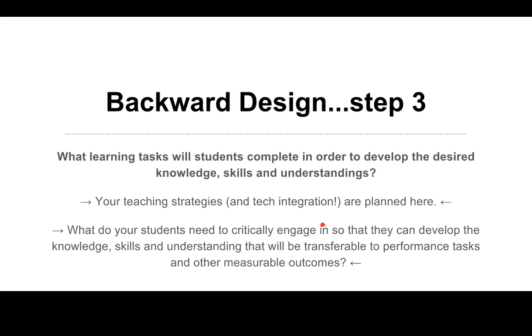And then step three is, okay, now we know where we want to go. We know how we're going to measure how they got there. And now we can do the fun stuff. This is where we talk about our teaching strategies, where they're the learning tasks and the skills and the teaching strategies that we're going to employ so that students can develop the desired knowledge, skills, and understandings. So those things that they do need to critically engage in, emphasis on critically engaging in, so that they can develop those things and meet our measurable outcomes. So those are the backward design principles that we want to keep in mind.